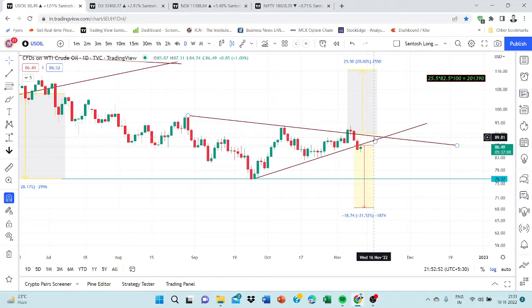So my revised stop loss is now this. And on that earlier trade, my stop loss was hit, so I exited. So that's all about the crude update.